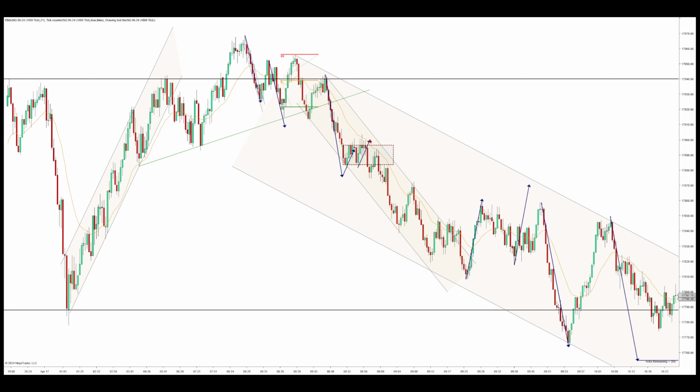Push down, two clear legs back. That's an ideal looking reversal pattern. And then you're still expecting the new low for that downtrend.